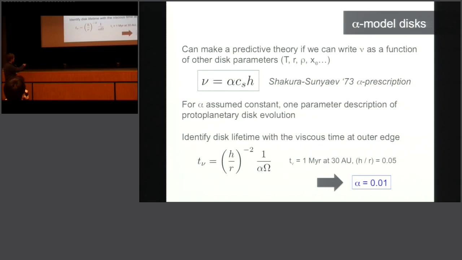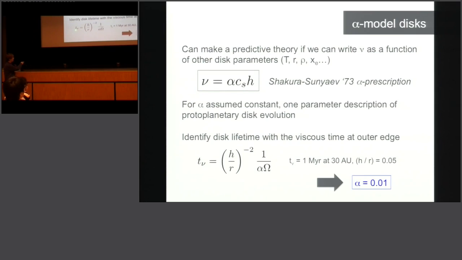Now, a simple thing you can do would be to identify the disk lifetime with the viscous time at the outer edge. So if you do that, take the viscous time, which is generally r squared over nu, substitute this formula for nu, and you find that this viscous time is (h over r) to the minus 2 times 1 over alpha omega. If you take a viscous time of 1,000,000 years at 30 AU, so you say that disks maybe typically have an outer scale where that exponential cutoff would take place at about 30 AU, over 1,000,000 years timescale, there's been significant evolution, such that over several million years timescale, the disk is completely gone.